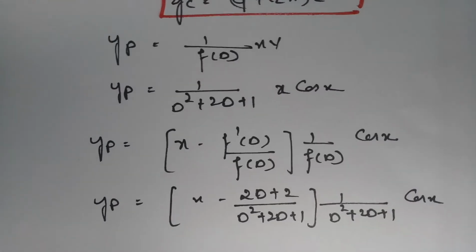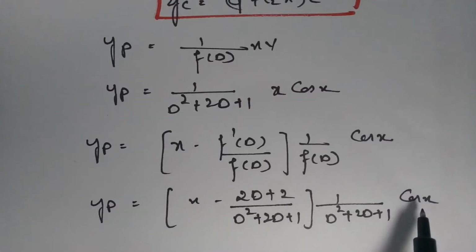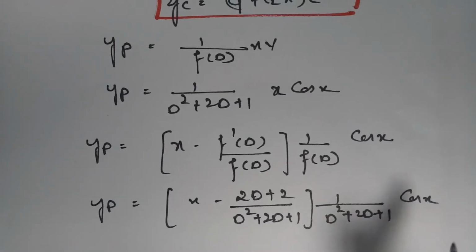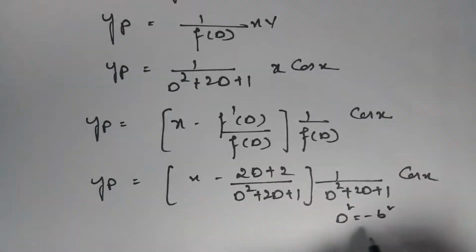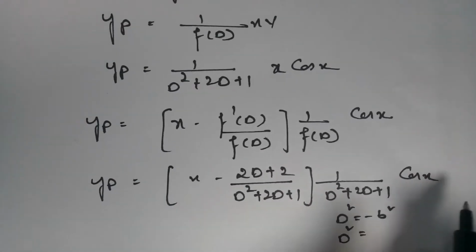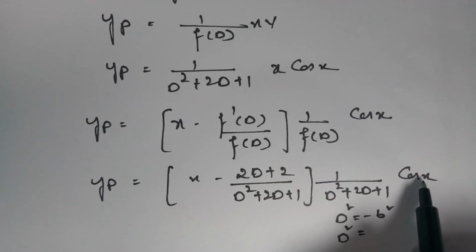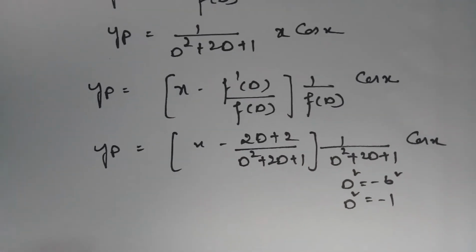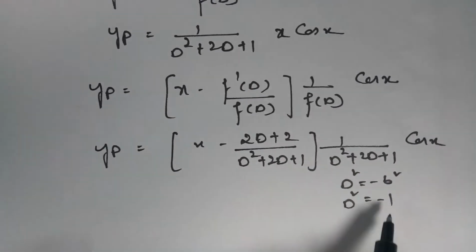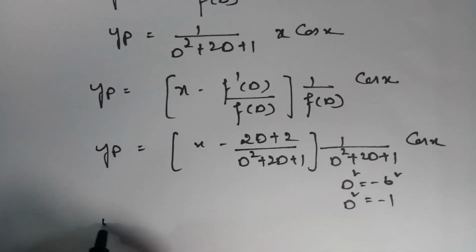Into cos x. Now, this is method 2. In place of d square I have to write minus b square. So d square is equal to minus b square. What is minus b square? The quotient of x is b, therefore it is minus 1. In place of d square I will place minus 1.